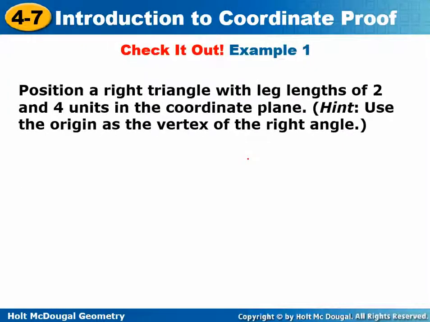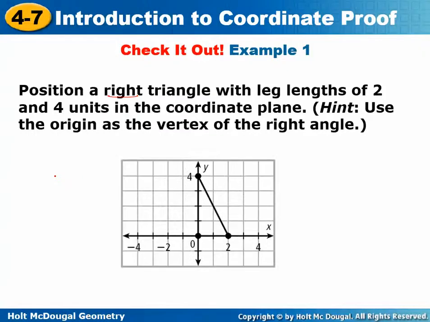In this one, they want you to have a right triangle. So it's a right triangle, so it's going to have a 90-degree angle. It has leg lengths 2 and 4 in the coordinate plane. And their hint is to use the origin, which I would too. Now this isn't the only way it could look, because the leg of 4 could be along the x-axis, and the leg of 2 could be up here. And then you'd have a triangle like this.